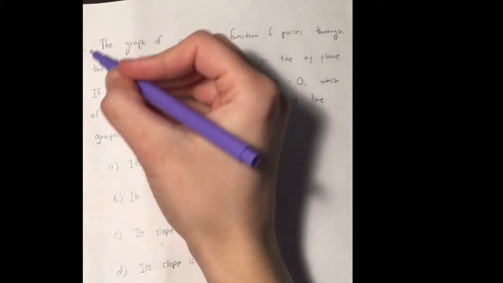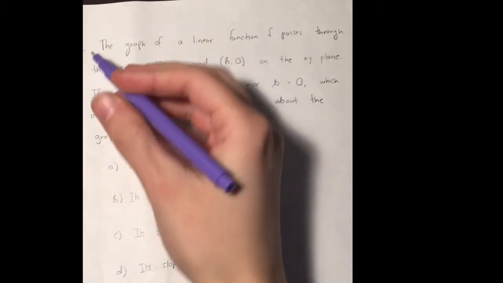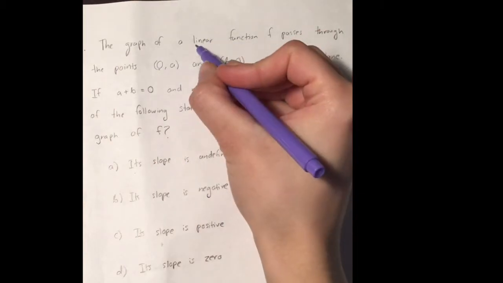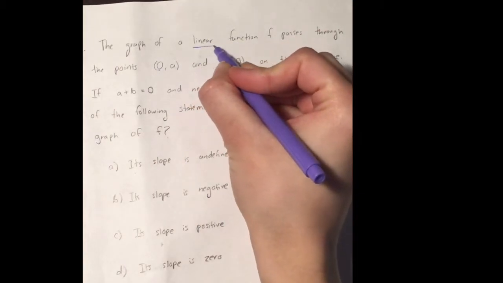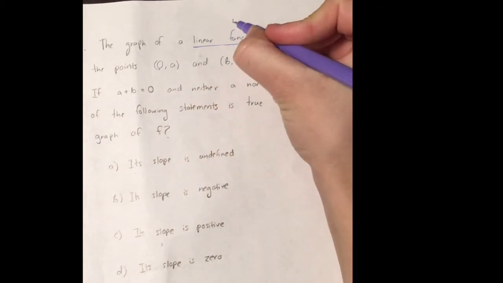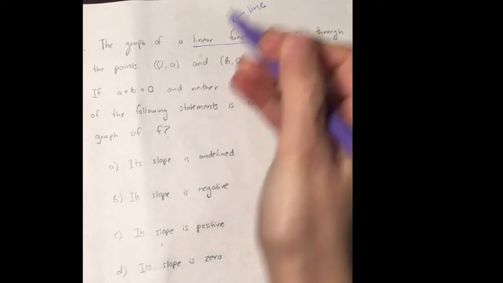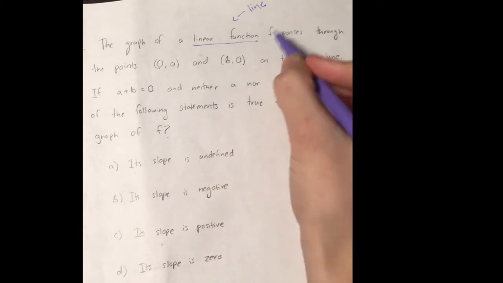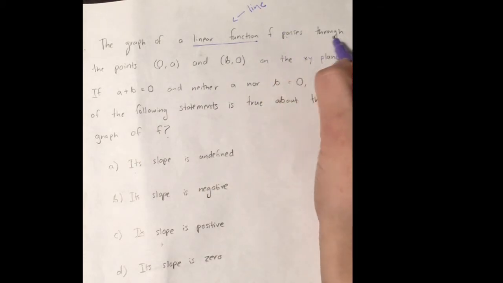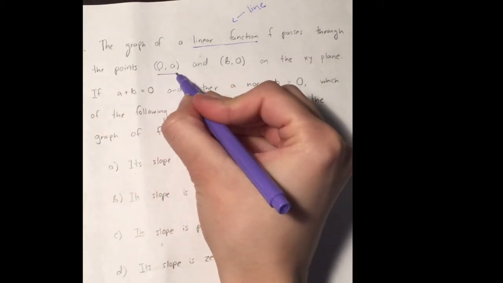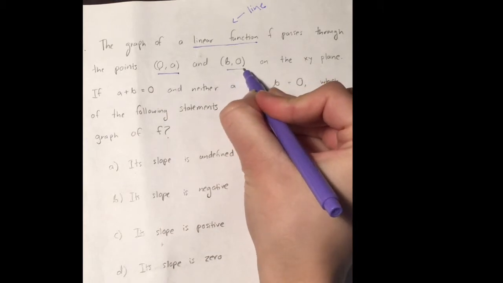So the first thing this problem tells us is that the graph of a linear function. I know a linear function is basically just a line, so I'm just going to replace that word with the word line. So there's a graph of a line, f, that passes through the points (0, a) and (b, 0).